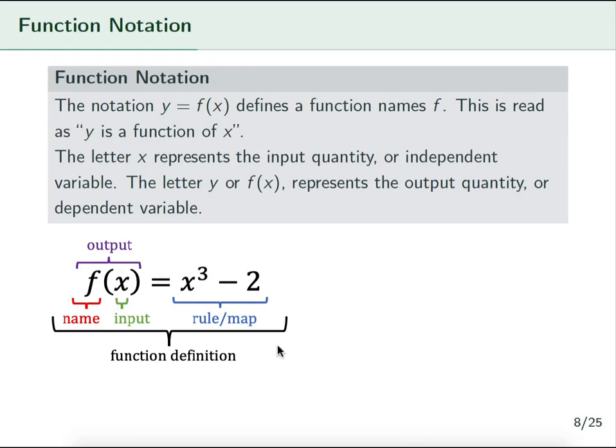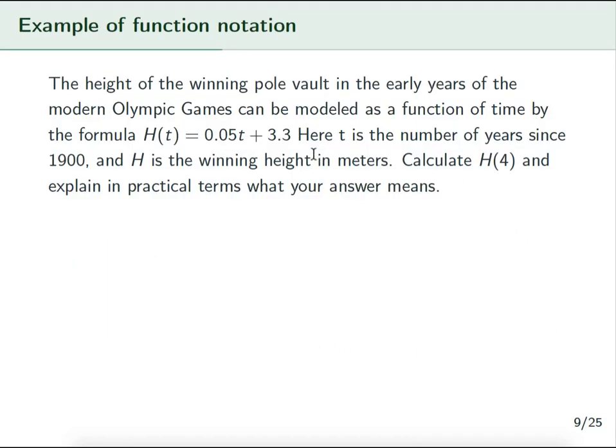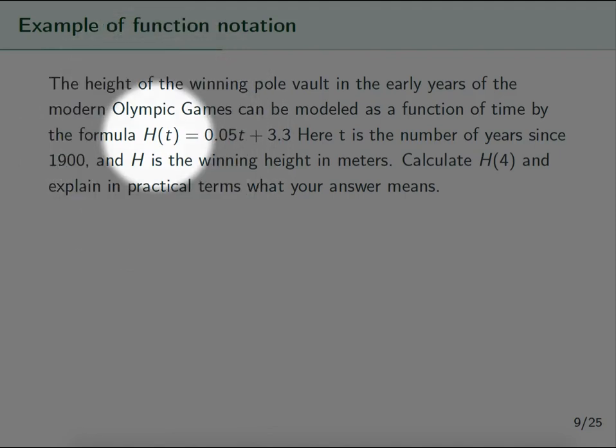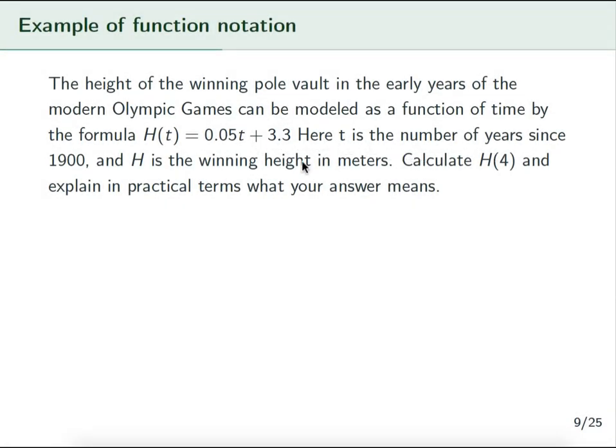So let's look at an example of using function notation. The height of the winning pole vault in the early years of the modern Olympic Games can be modeled as a function of time by this formula. If you look right here, h of t, with function name h and input quantity t, equals 0.05t plus 3.3. So we multiply 0.05 by t and add 3.3 to find the winning height. Here t is the number of years since 1900 and h is the winning height in meters. Calculate h of 4 and explain in practical terms what your answer means.